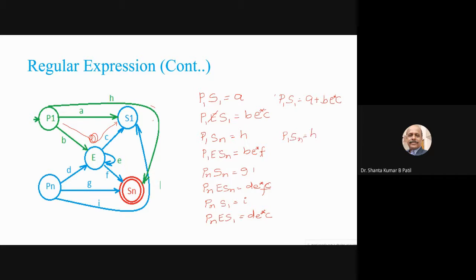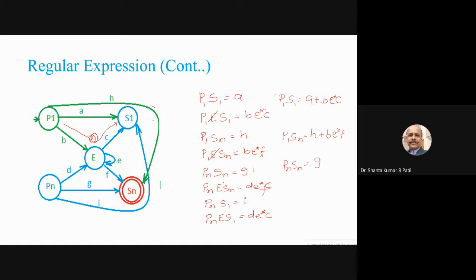If you are eliminating state E, one more path is created between P1 and S1, that is B E star F plus B E star F. Next, PNSN. PNSN is equal to G.